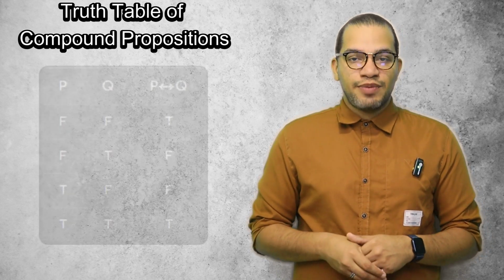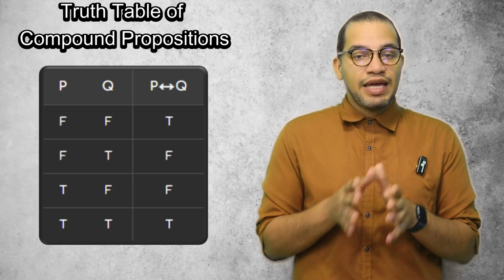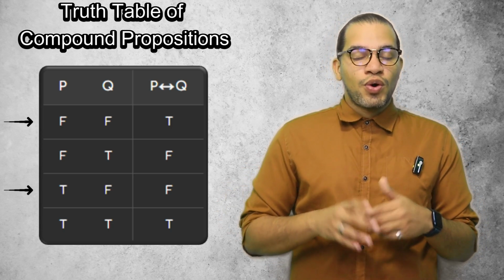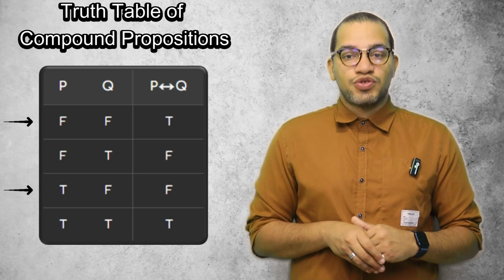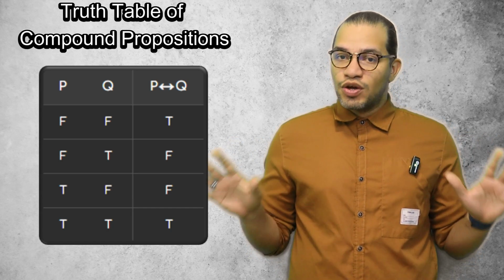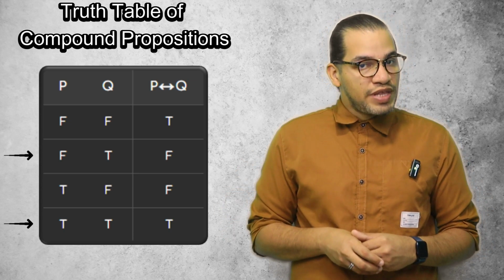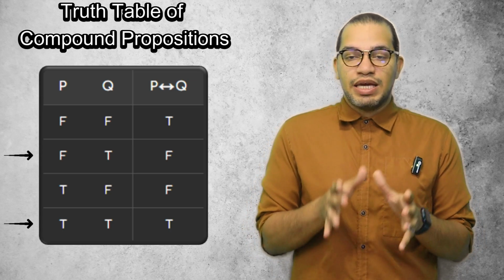Finally, the truth table of equivalence, meaning P if and only if Q, is true in the rows where P and Q have exactly the same truth value. In any other case, meaning where P and Q are different, then the propositional formula P if and only if Q is false.